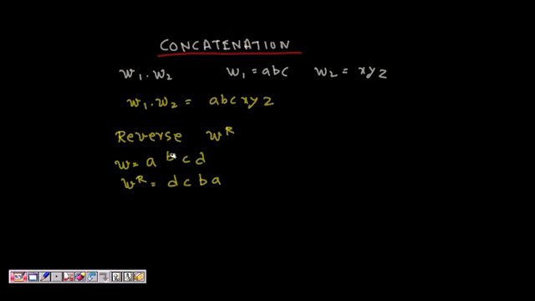Then another is reverse of a string. So if W is A, B, C, D, then the reverse will be the last one first, then the second to last, and so on. So D, C, B, A.